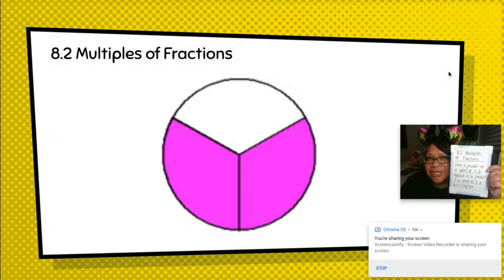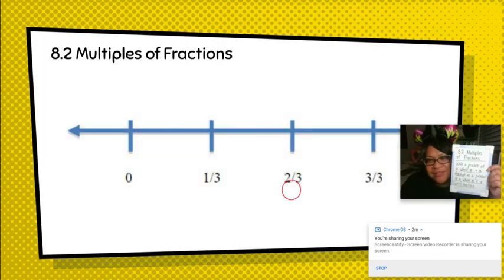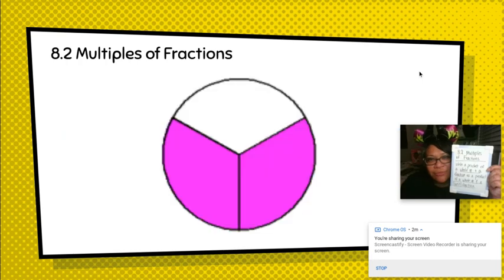Let's see. So we're working with the fraction 2/3. So you can see 2/3 right there. That's probably how it's represented a lot in your math book. But I want you to know that this is also 2/3, as is this. This is a number line where those blue bar models represent 2/3. But for this sake, we are going to be working with that.